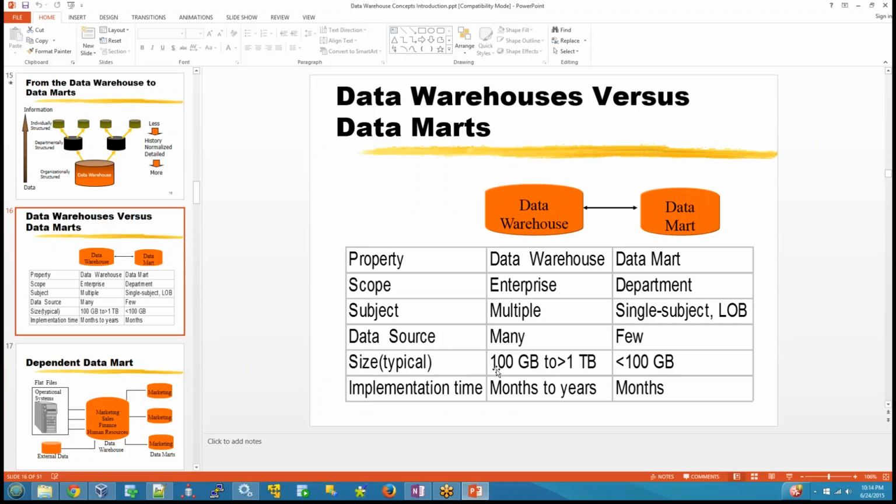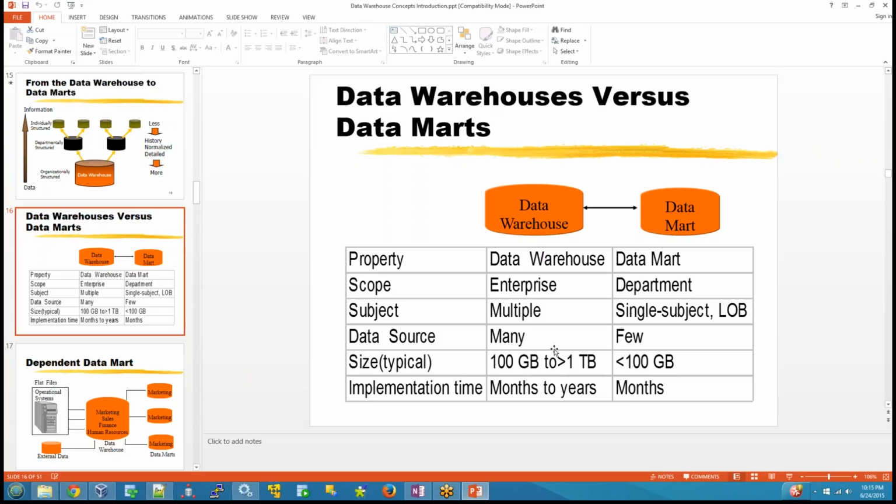The size is greater than 100 GB, and can be greater than 1 terabyte also. That means the size of an enterprise warehouse is huge when compared to the size of a data mart, because the data mart is specific to a particular department. Now, how much time does it take to develop a warehouse and a data mart? The data mart takes only a few months and the data warehouse takes a few years. So months to years, that means 1 year, 2 years, or 3 years.